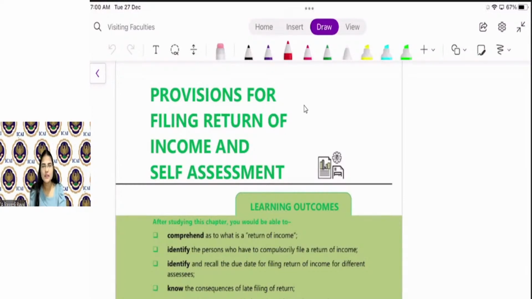So our today's topic is provision for filing return of income and self-assessment. You already learned that, see, the due date is here. You have to file your return before the due date, etc. Now, what are the due dates, and who are required to file return of income? We will cover that here.